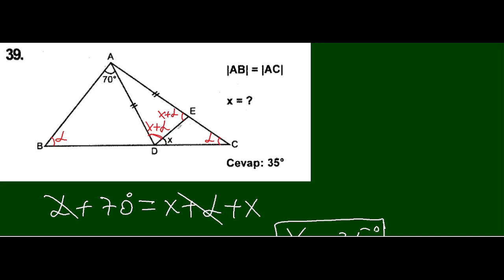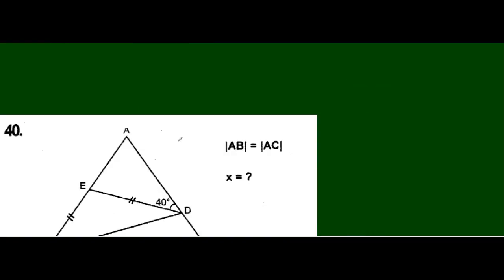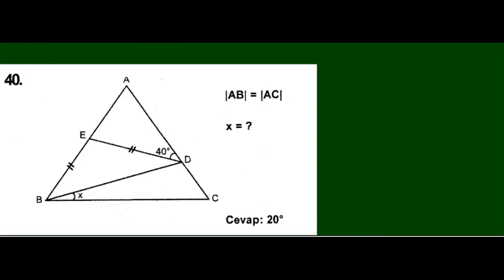X plus alpha will be the term, the exterior angle of the other interior angle. So let's move on. The second problem is a bit similar to those above. So this angle will be alpha. Before saying that this angle is alpha, we'll know that AB is equal to AC. AB here is equal to AC.